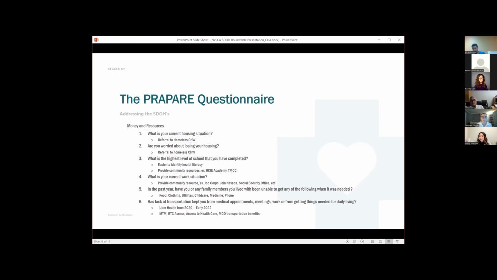Both Health Plan of Nevada and Silver Summit offer community health workers for their patients that experience social determinants of health and are able to provide either Uber or Lyft for patients that need to get to and from appointments. So we do rely on their MCOs and have those contacts to send patients over.